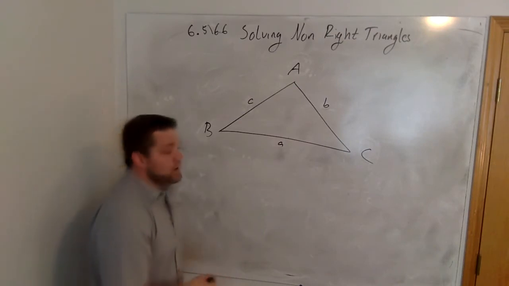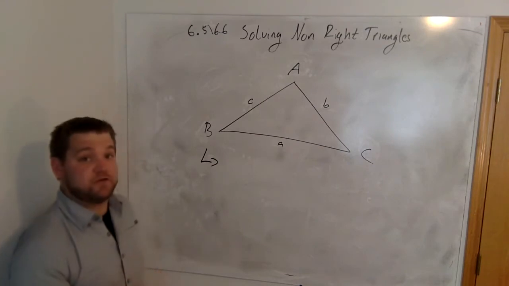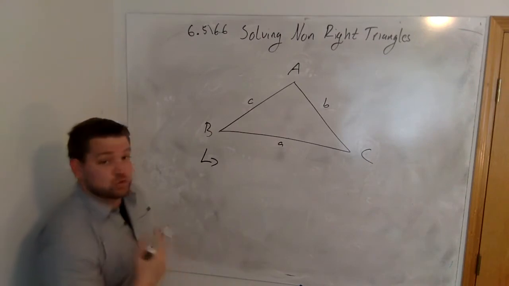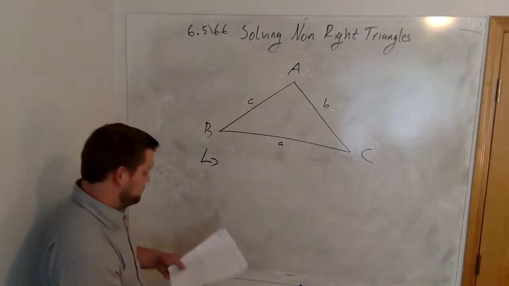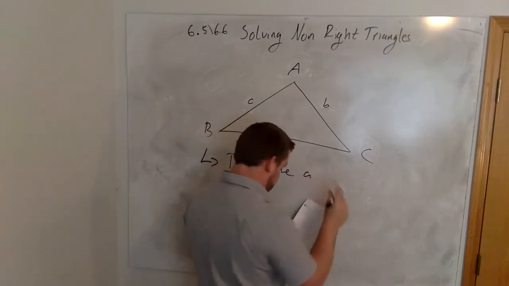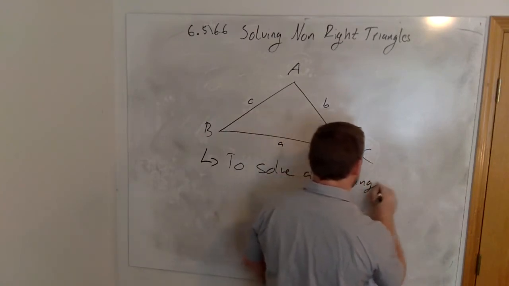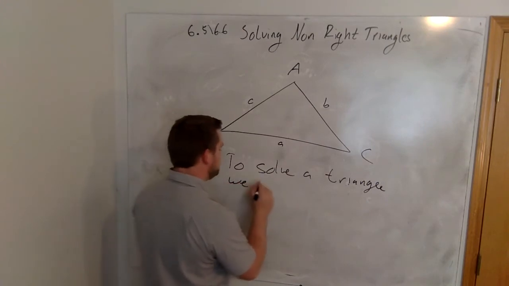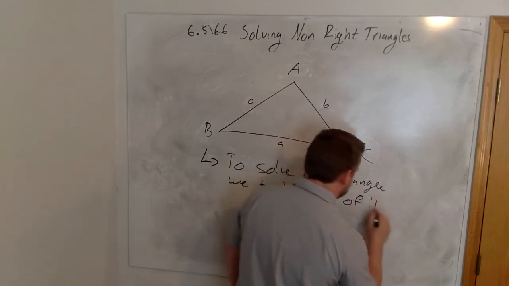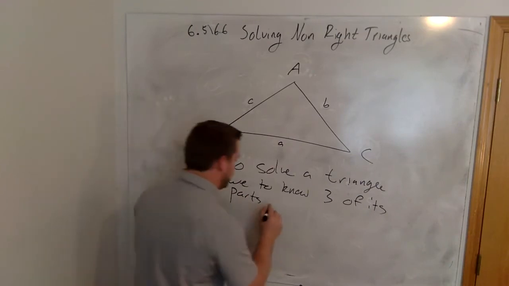Okay, so now here's just some information. It turns out that we need to know 3 of the triangle's 6 parts. There are 6 parts. There's 3 angles and 3 sides. We need to know 3 of them to know all the information about a triangle. So I'm going to write this. To solve a triangle, we need to know 3 of its parts, with one of them being a side.